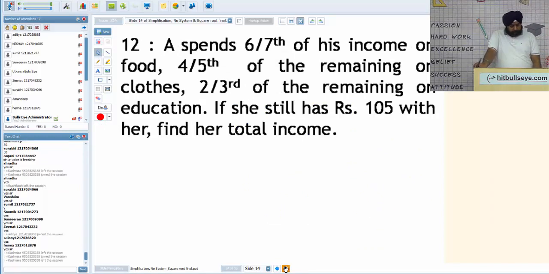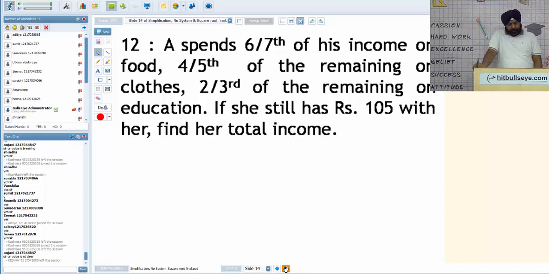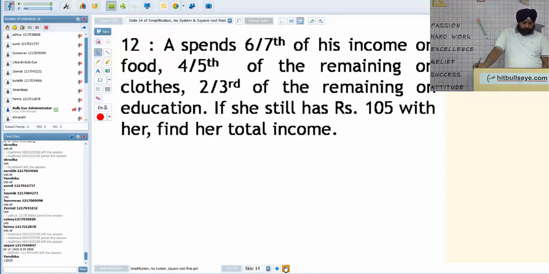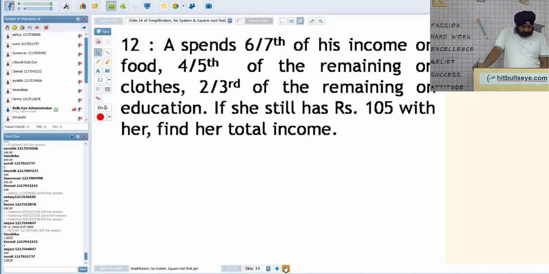A very important question. A spent 6/7 of his income on food, 4/5 of the remaining on clothes, 2/3 of the remaining on education. If he still has rupees 105 with him, find his total income. Vanshika, very quick. 11025. Yes, I have got the answer of Vanshika only. Sumit got the answer 11025.